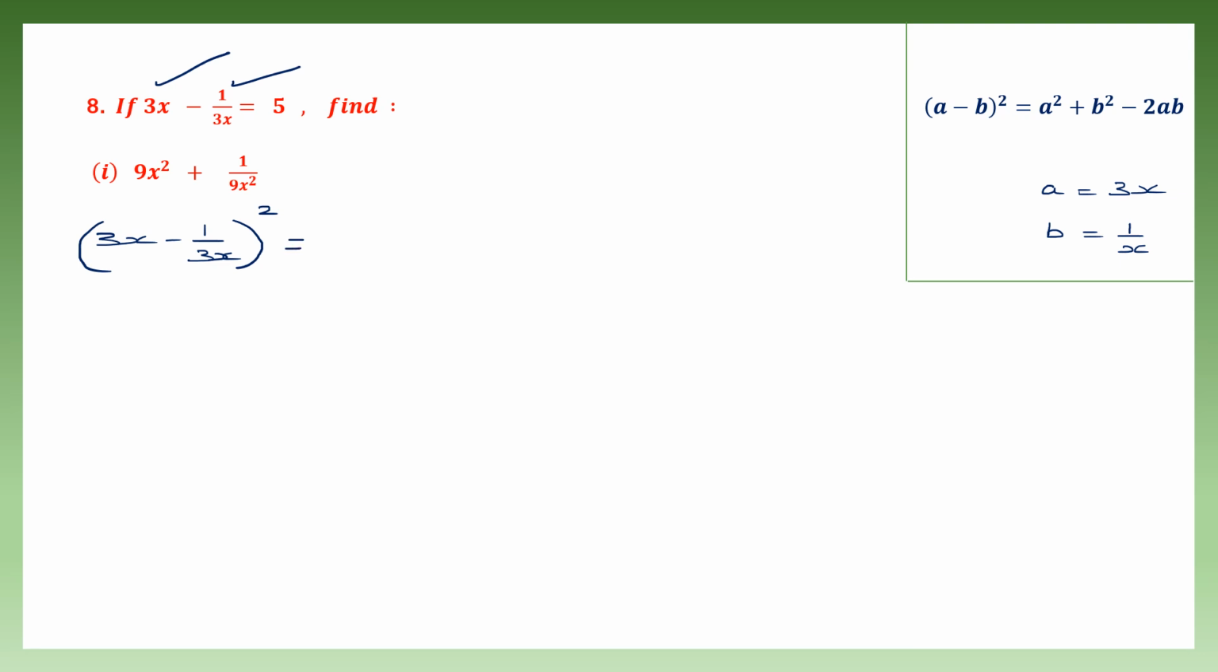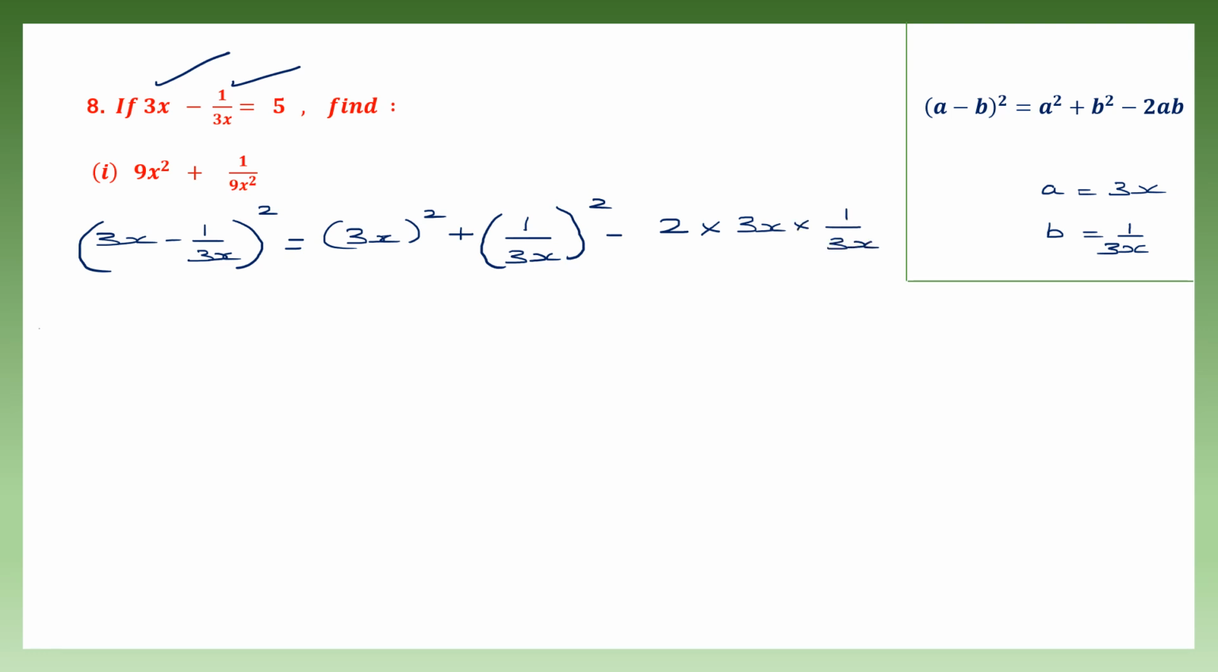So that is a square. And what is a? a is 3x. a square plus b square. What is b? b is 1 by 3x. So 1 by 3x the whole square, minus 2ab, minus 2 into a, which is 3x, into b, which is 1 by 3x.